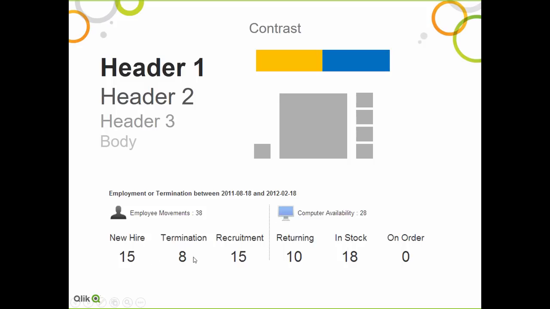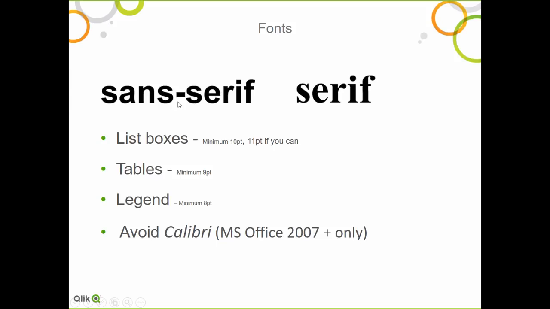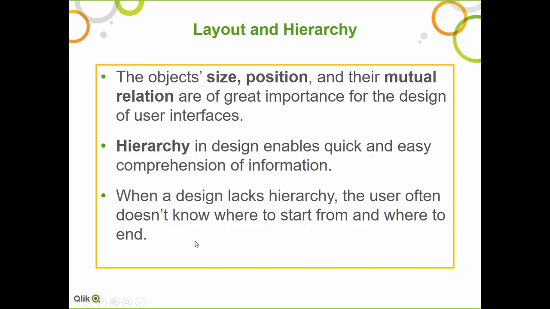Also, these numbers are standing out and aligned with the text to give it some meaning. We use sans serif fonts generally without embellishments, and list boxes are minimum 10 point, 11 points if possible. Tables are at minimum 9 point. Legends minimum 8 point. We can go a little bit lower in font size with the legends, and we avoid the Calibri font.